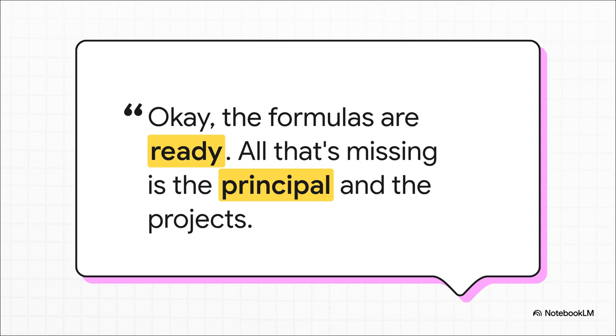So there you have it. We started with what seemed like a simple math puzzle, and it led us to the 2 fundamental formulas for understanding the time value of money: compounding, which looks forward, and discounting, which looks backward. They're 2 sides of the same coin, and now you have them in your toolkit. As they say, the formulas are ready. All that's missing is the principle and the projects.